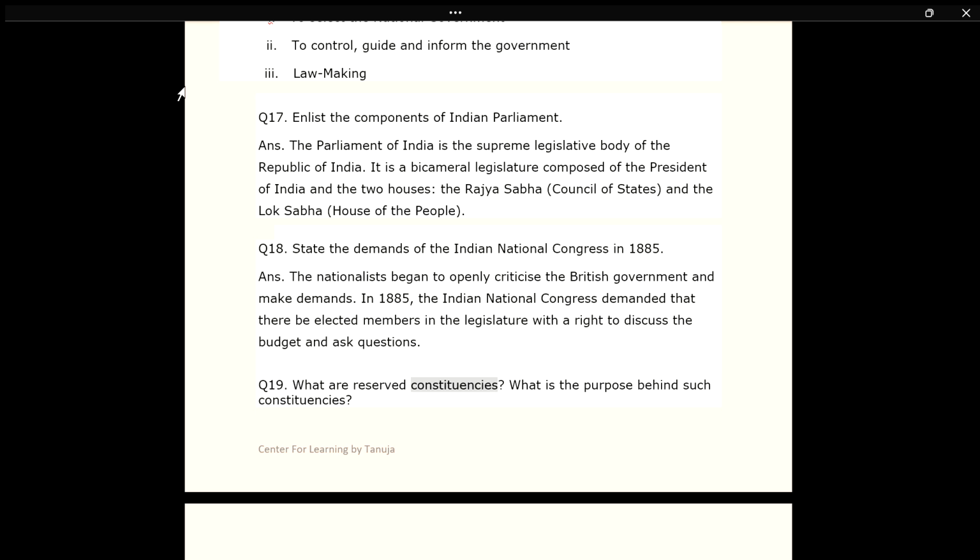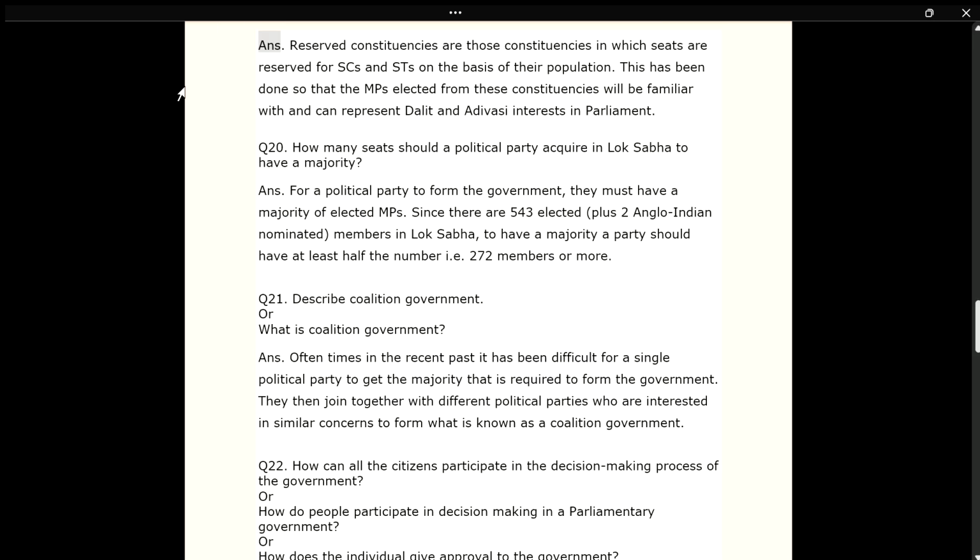Q19. What are reserved constituencies? What is the purpose behind such constituencies? Ans. Reserved constituencies are those constituencies in which seats are reserved for SCs and STs on the basis of their population.